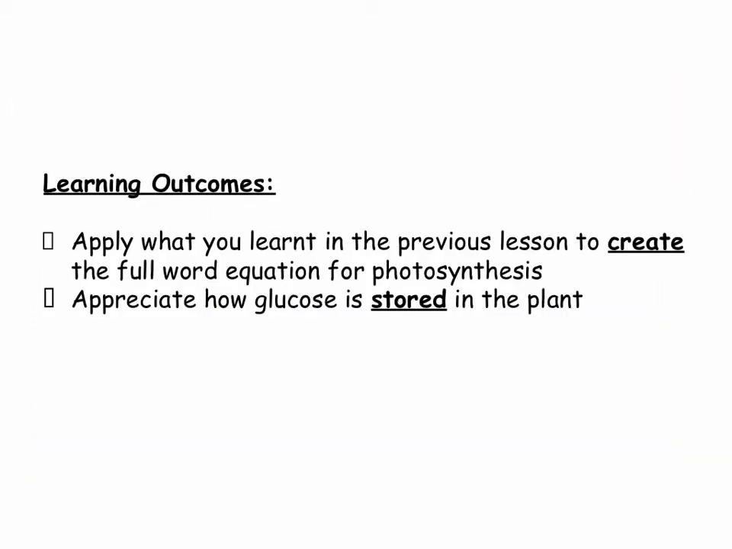So, in this part of the lesson, you are going to apply what you learned in the previous lesson to create the full word equation for photosynthesis. So we looked at what goes in to make photosynthesis occur. We're going to look at what gets produced today. And we're also going to look at how glucose is stored in the plant, in what form.